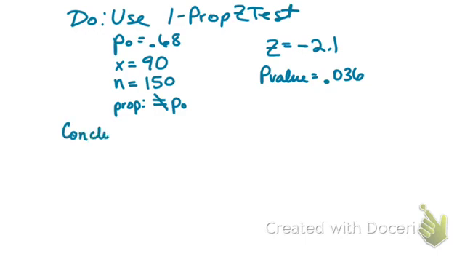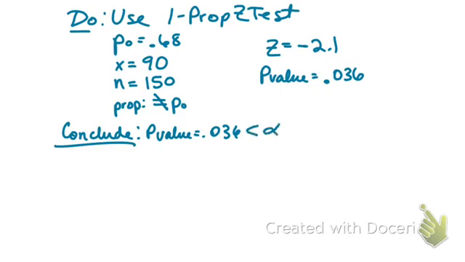Time to conclude. P-value is 0.036. How is that related to the alpha that we use for this problem? It's less than the alpha of 0.05. And what happens when the p-value is lower than the alpha? Reject that null hypothesis. That's right. We rejected that null hypothesis, you guys.